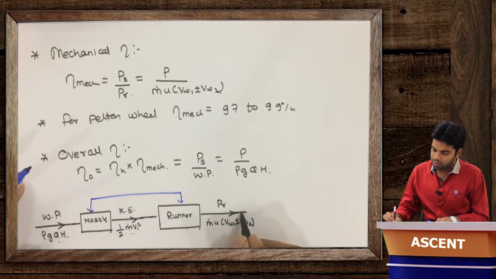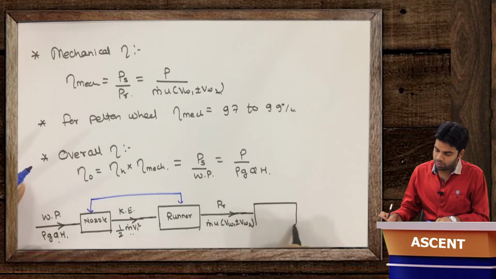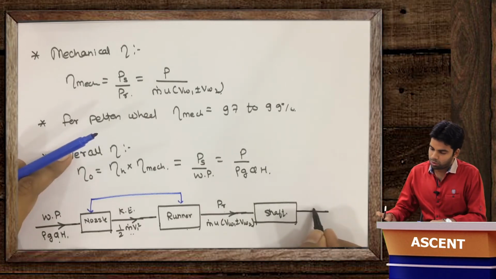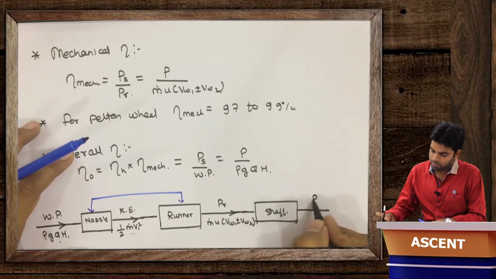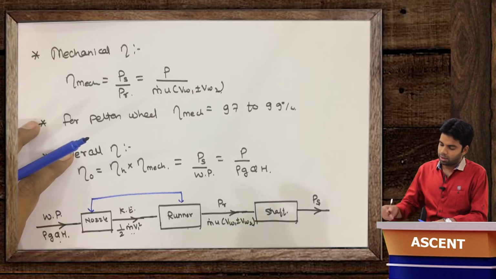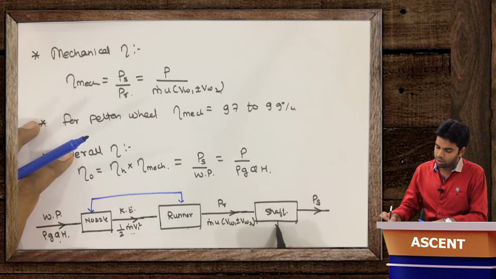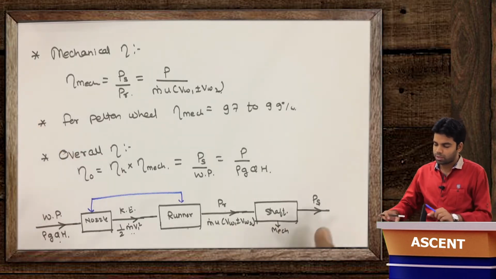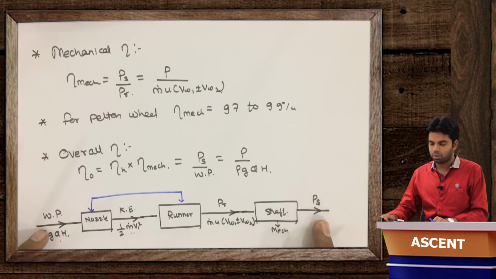Now this runner is further delivering to the shaft. The output of this shaft is nothing but shaft power, PS. The losses are called the mechanical losses. So mechanical efficiency is equal to shaft power divided by runner power. So overall efficiency should be equal to shaft power divided by water power.